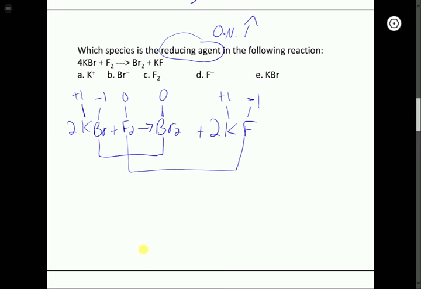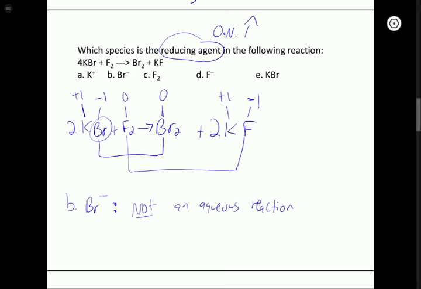Now that would mean that bromine is part of our reducing agent, and what many of you chose was choice B, Br- as the reducing agent. Now that's not a horrible choice to make, but we have to realize this is not an aqueous reaction, so we don't want to assume that that's the case. We're not told that it's aqueous. We don't have those little AQs in parentheses after any of the species. So if this is not an aqueous reaction, we don't want to assume that the KBr has dissociated into K+ and Br-. So we can't choose B for that reason.